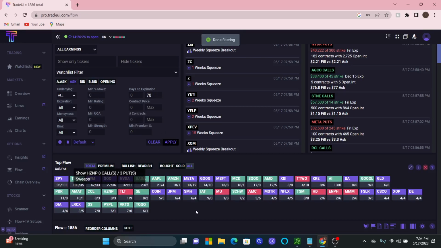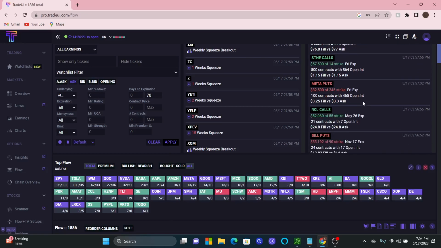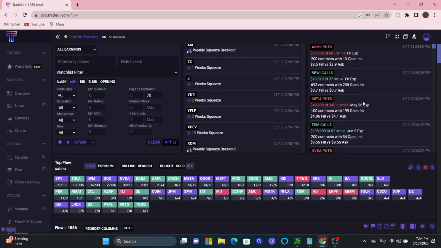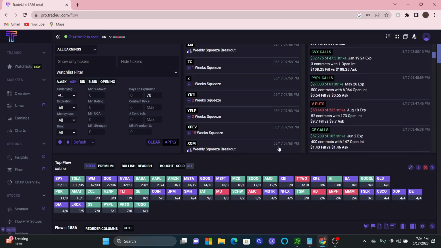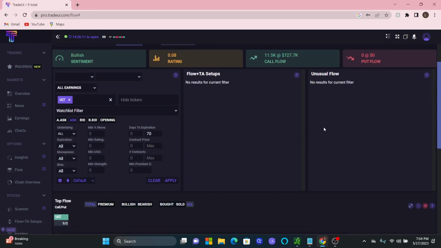So we filtered down this data, and there's still a lot of calls that came in through the day. But we can glance through here and see what's really sticking out. So I actually see IAT right here, so I'm curious to see if there's any unusual flow with them. And there's not. So I want to try to see if we can find a position using unusual flow and the filtering system.